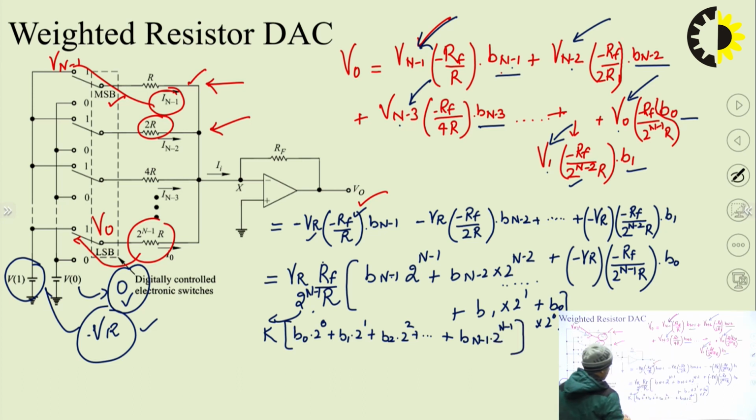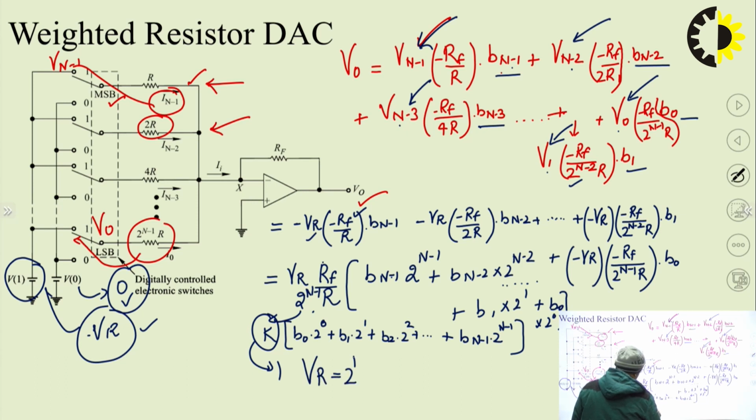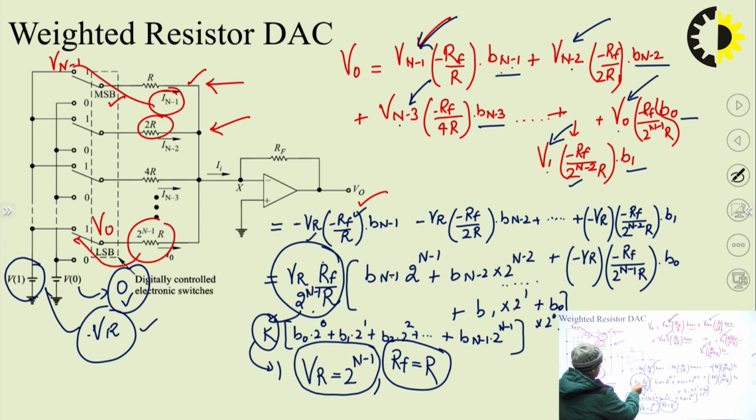So this thing we are getting, and for this K, if I want K to be equal to 1, then I should be very clear that this VR should be equal to 2 raised to power n minus 1 and RF should be equal to R. So if I am able to ensure these two things, then this complete thing can be considered as 1, because everything will cancel out each other in the division part.